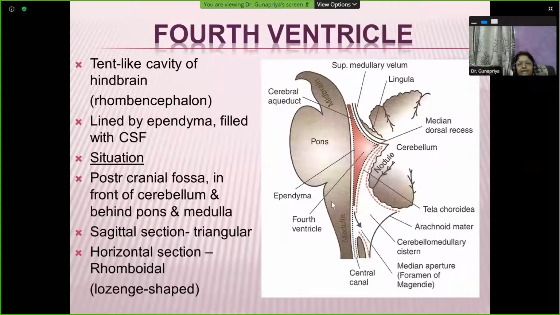So what you see here, this cavity in red color is the fourth ventricle. That's our midbrain, pons, and medulla. The entire brainstem can be visualized here, and that's the cerebellum behind. So in front, you have the pons and medulla. Behind, you have the cerebellum. In between, you have this cavity known as fourth ventricle.